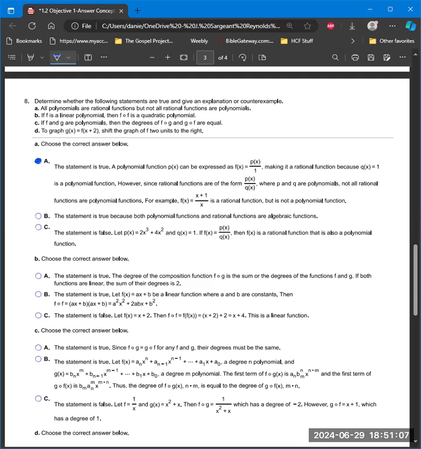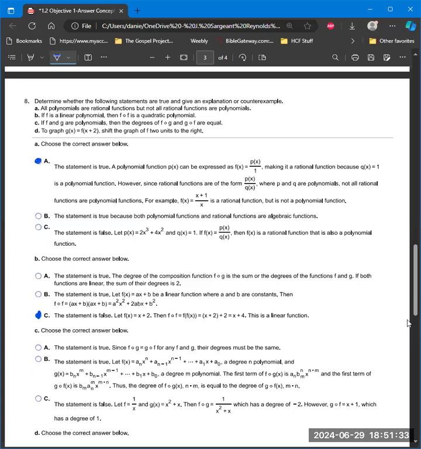B asks, if f is a linear polynomial, then f of f is a quadratic polynomial. That is false. For example, let f of x be x plus 2. f of f of x is going to be x plus 2 plus 2, which is x plus 4, which is a linear function. So that's C.